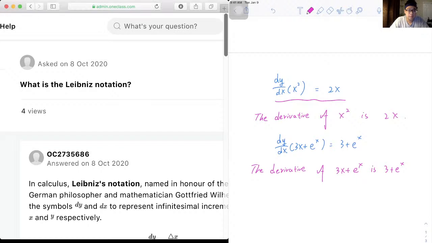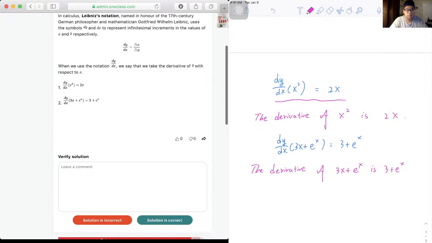Let's leave a comment. Solution is correct.